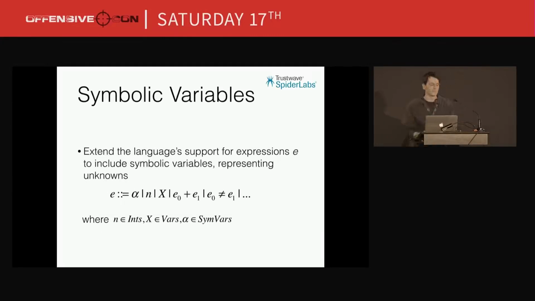So the idea is to take some language and extend support of that language to symbolic variables, the symbolic domain. Let's say there is a language E and we have integers, a set of variables, we can perform arithmetic operations, addition, multiplication, etc. There are conditional statements and so on, and then we extend it with alpha, which is alpha in the set of symbolic variables.